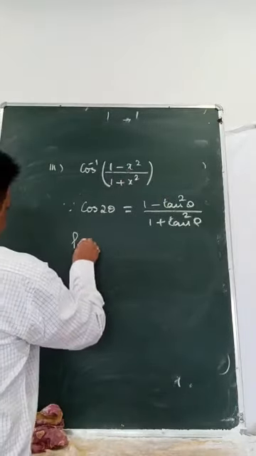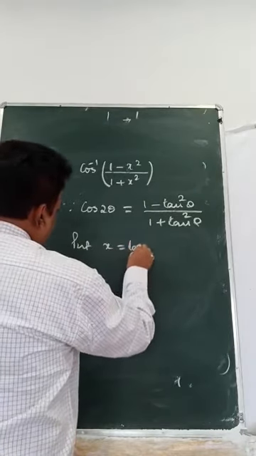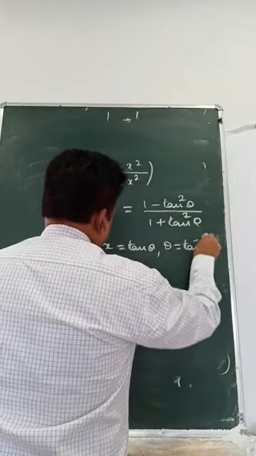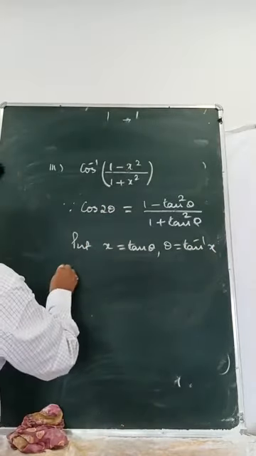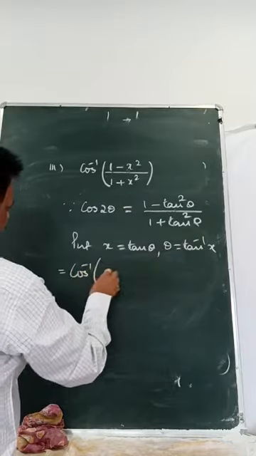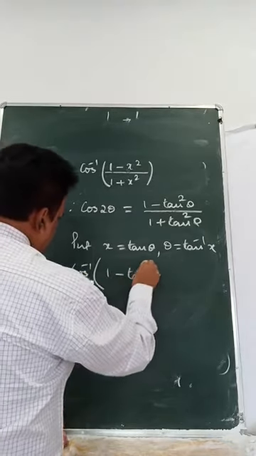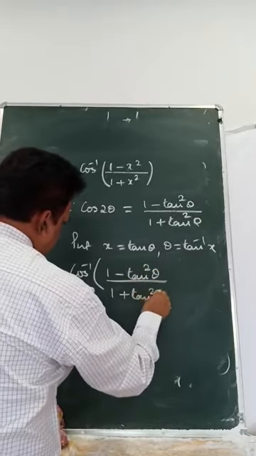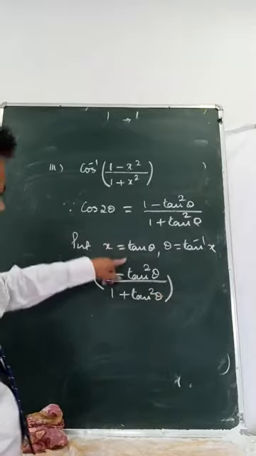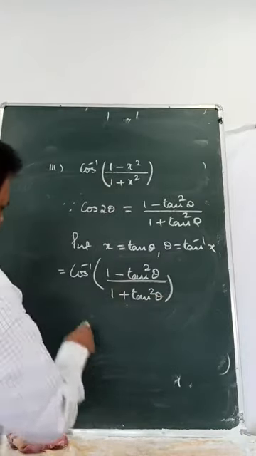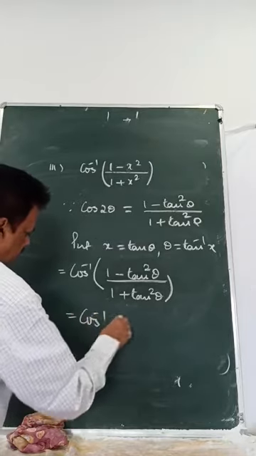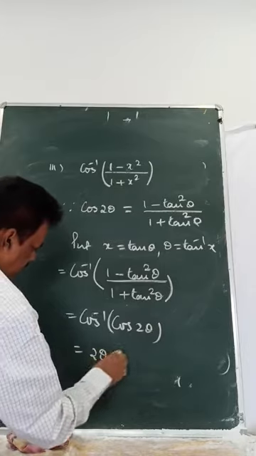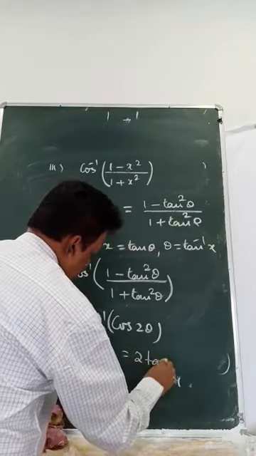Put x equals tan theta, so theta equals tan inverse x. So cos inverse of (1 minus tan square theta) by (1 plus tan square theta). If I put x equal to tan theta here, it will be like this. So that will be cos inverse cos 2 theta, which is 2 theta, that is 2 tan inverse x.